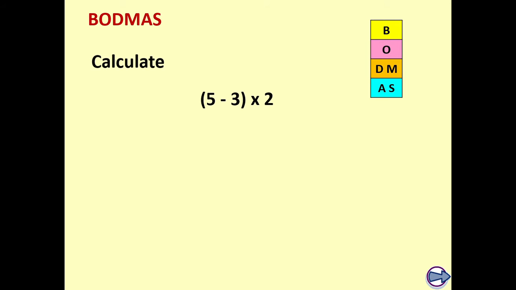So we're going to look at this first question here. So I'm going to ask you to write this question down. Okay, so pause the video to write it down and then copy the steps as I go. So the first question is asking us, in brackets, 5 subtract 3 and then multiply by 2.